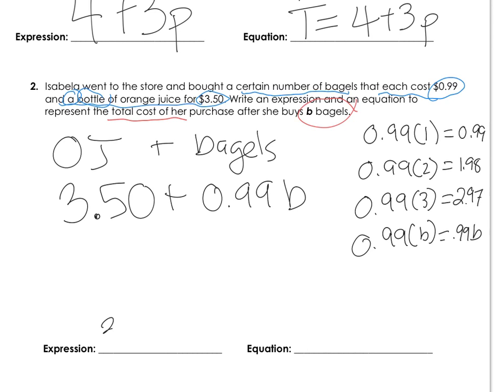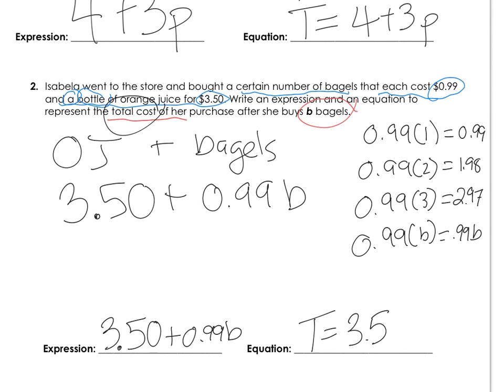We have 3.5 or 3 50/100 plus 99/100 times B. And the equation's the same thing. We just use our total cost. We'll use a variable, and I like using T for total cost. T for total cost. So T equals 3.50 plus 0.99B.